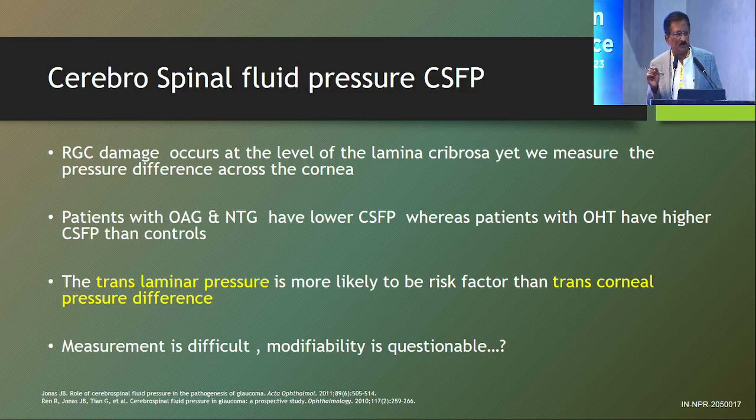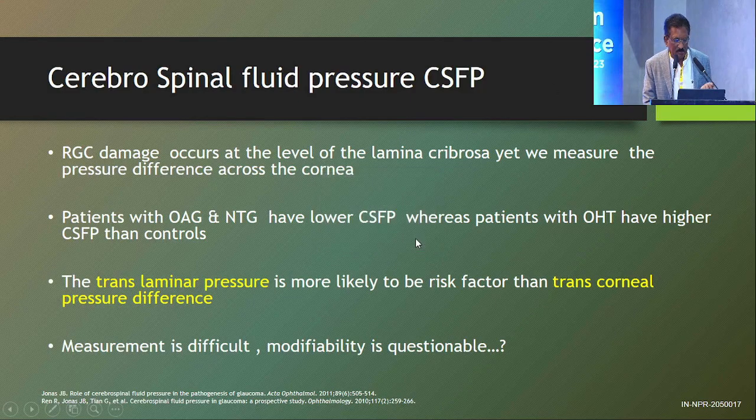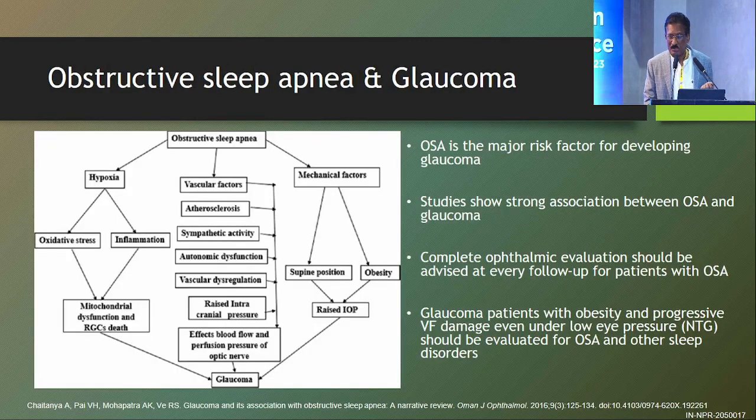Cerebrospinal fluid pressure reading is, of course, very difficult, and its reliability is questionable. Patients with open angle glaucoma and normal tension glaucoma have a lower CSF pressure, whereas patients with OHT have a higher CSF pressure than controls. So CSF pressure is also important. The damage occurs at the level of the lamina cribrosa. We are measuring only the transcorneal intraocular pressure, but the movement of the lamina cribrosa, because of the variation in the pressure gradient between the intraocular and the cerebrospinal fluid, will cause the damage.